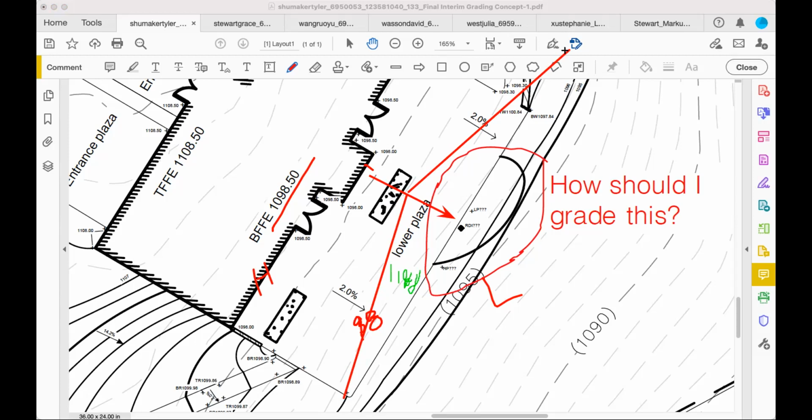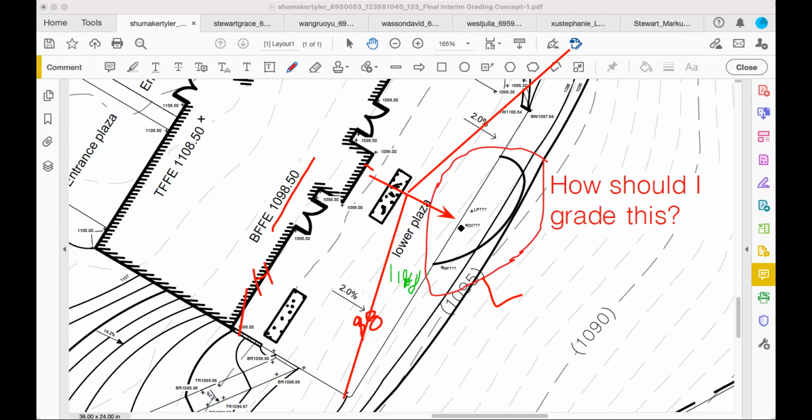concentrate that flow into one single cell. So by doing that, you're still keeping the 2% slope. So there might be a 98, just a tiny little bit. I don't know. Well, it depends on where you placed your 98 based on your retaining wall and everything.